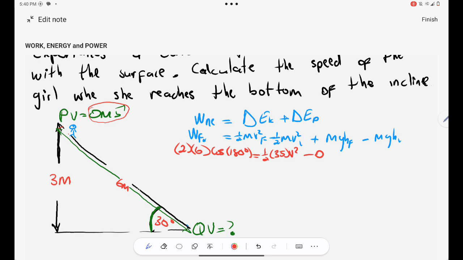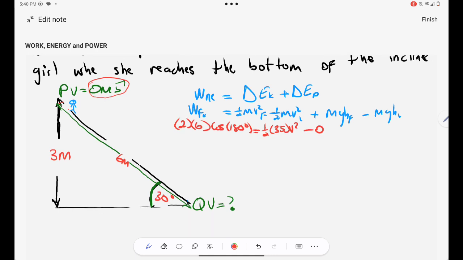for the potential energy, you simply say potential energy final minus potential energy initial. The final destination of the girl is at the bottom there, at position Q, and her height above the ground will simply be 0 meters, because whenever she's at position Q, she's basically at the ground. Are you together? So this will be plus 0 minus her initial potential energy, which will simply be 35 multiplied by 9.8 multiplied by 3.